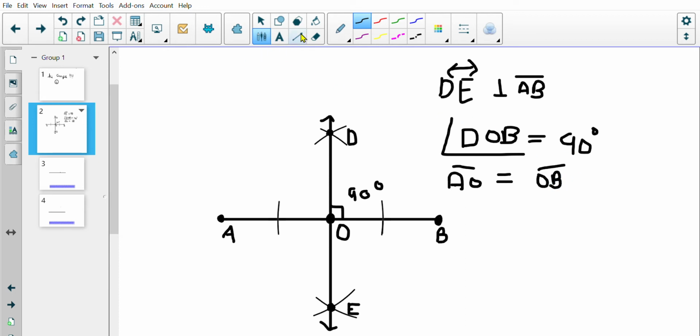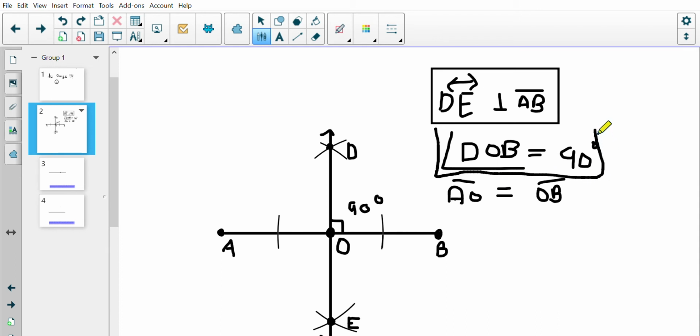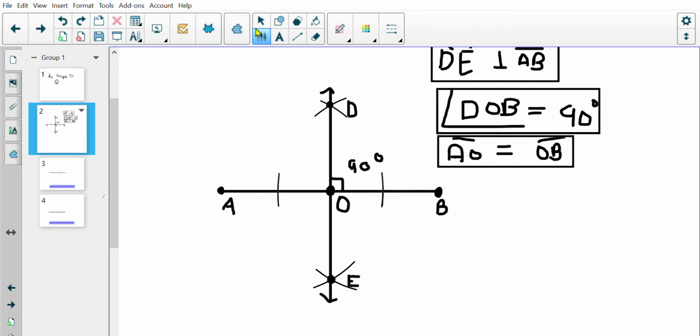Now we can just make some boxes around it. It's pretty important to make these boxes. So these are the derivations which we've made. So now to continue, let's go on to our second condition.